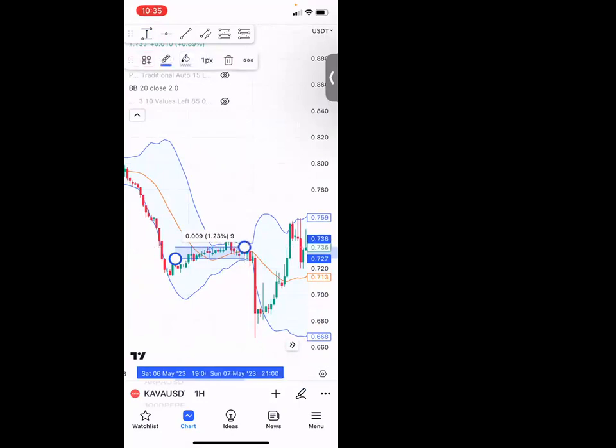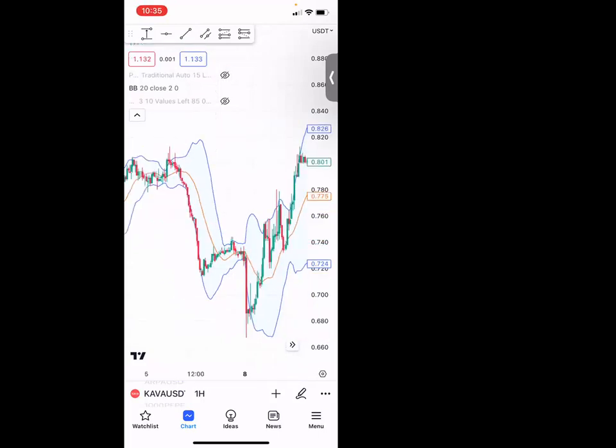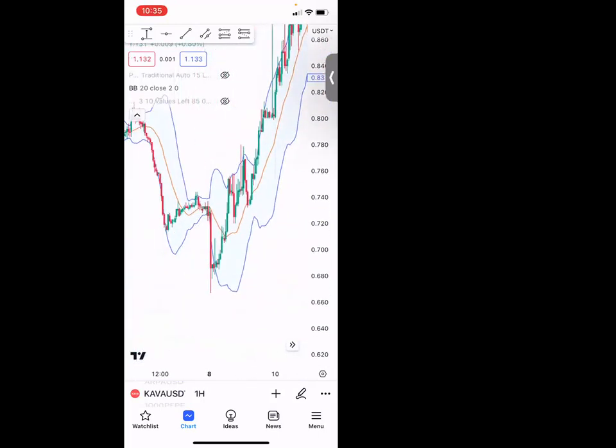It was a trade that would give you around 1.3 in a few hours. But of course, it delivered up to 2. But my target is just the middle band. So you would still wait.